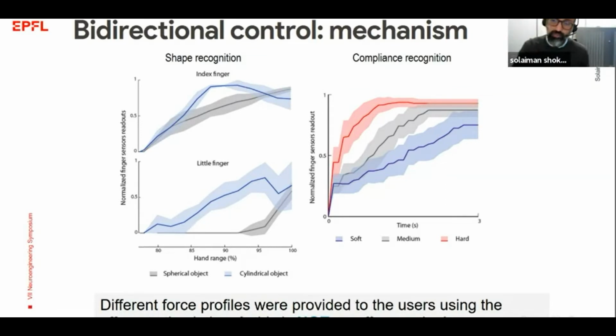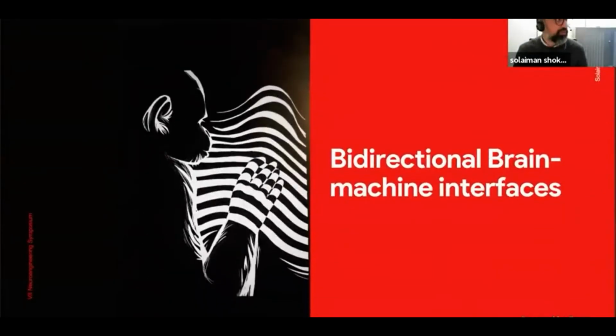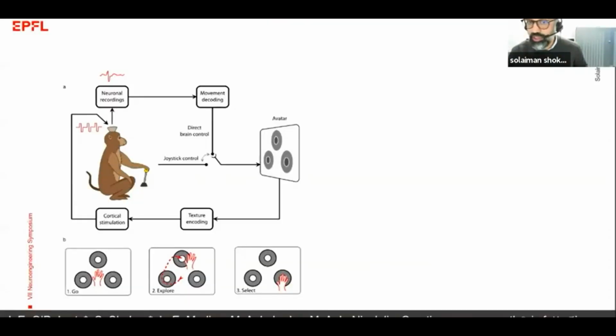Now, jumping into the second part of this presentation on bidirectional brain-machine interfaces, I'm going to take some examples of data that I collected with Professor Nicolelis on rhesus monkeys. Here is an example of a rhesus monkey with brain recording. The monkey trained with a brain-machine interface to control an avatar arm that appeared on a screen and touched different virtual objects, and then received the sensory feedback through a stimulation in the somatosensory cortex, so directly in the brain.